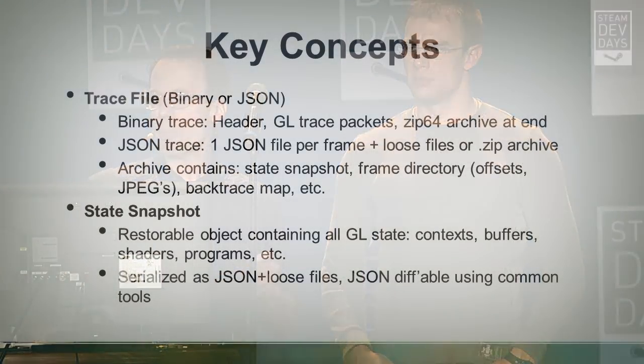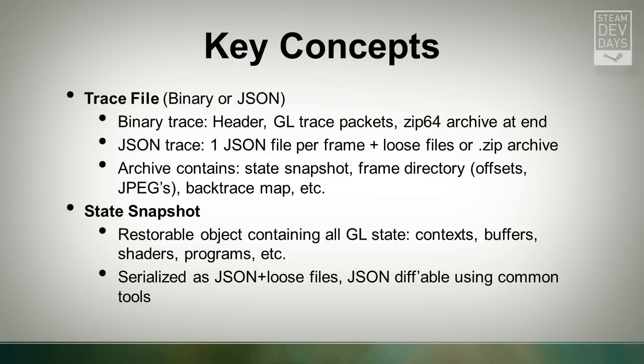The archive at the end, or a loose file if it's a JSON trace, contains things like a state snapshot, which is just more binary or textual JSON, a frame directory, backtrace maps, basically any data that we need to play back that trace. You can unzip the trace archive and then delete the trace archive and still play back the actual trace. The state snapshot is actually the big value add here versus some other tools that we've seen. It's basically what you would expect, except we guarantee that it's restorable, and we test that because our entire tool set depends on this.